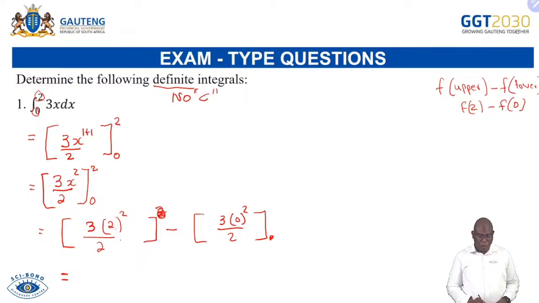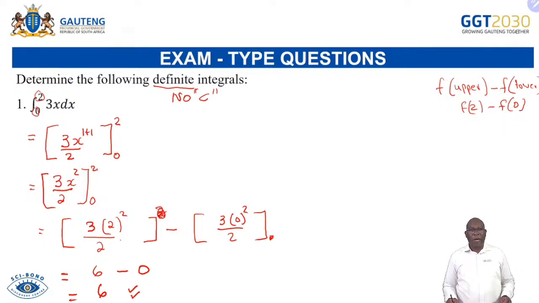squared, it's 4. 4 times 3 is 12. 12 divided by 2 is 6. This is 0. Divided by 2 is 0. So it will be minus 0. And our answer is going to be 6. So that's what we're going to get.